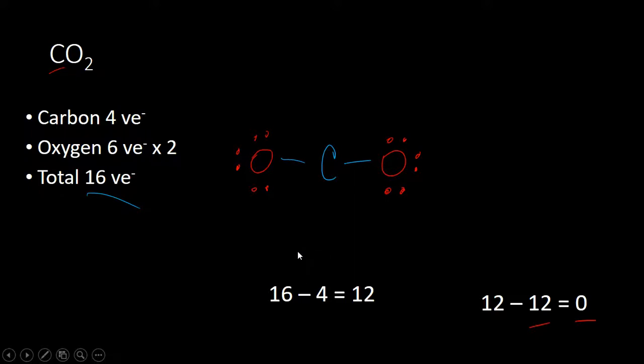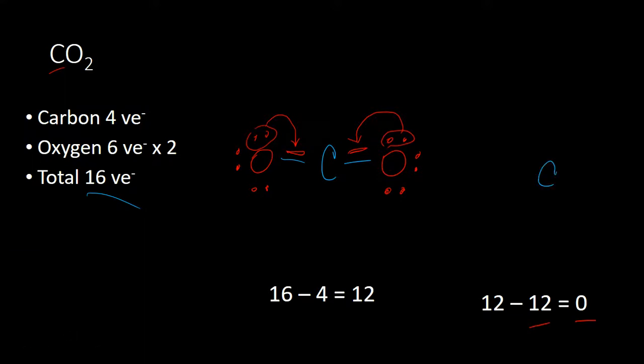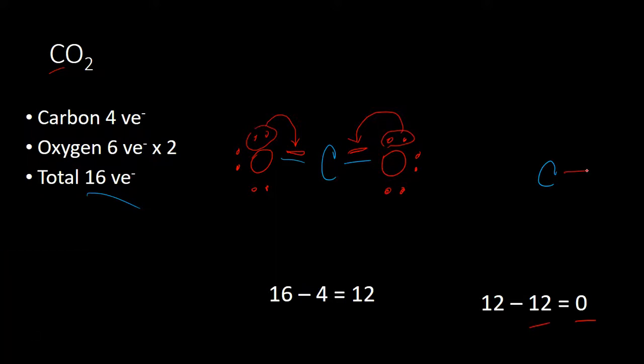So the way we're going to complete this is we're going to take 2 electrons from one oxygen and turn that into a bond. And we're going to take 2 electrons from the other oxygen and turn that into a bond. And when we're done, we're going to have carbon double bonded to 2 oxygens. So that's going to look like this. And then, just for fun, we'll keep the oxygen in red.